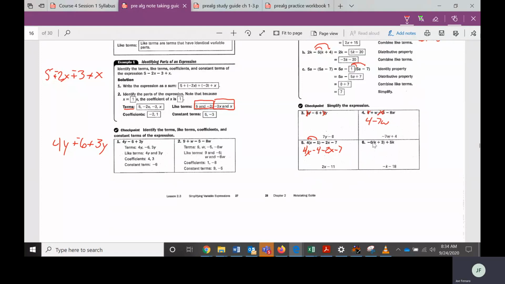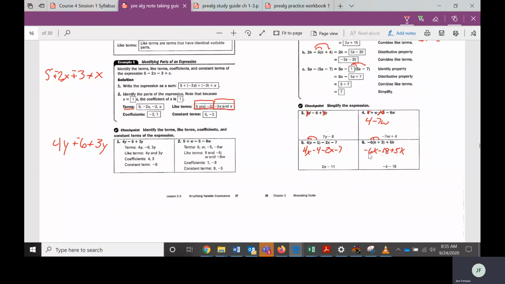Last one here, again, we have parentheses, so we have to go negative 6 times k. So negative 6k, then negative 6 times 3 gives us a minus 18. And then outside the parentheses, we have a plus 5k. Okay, so it looks like that.